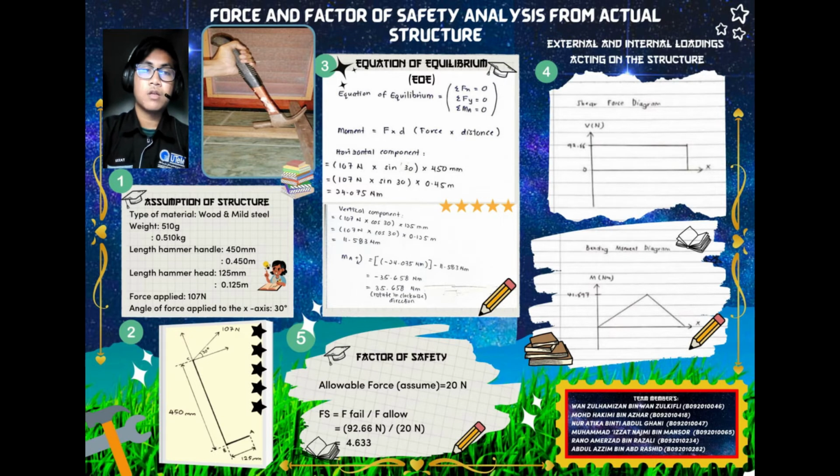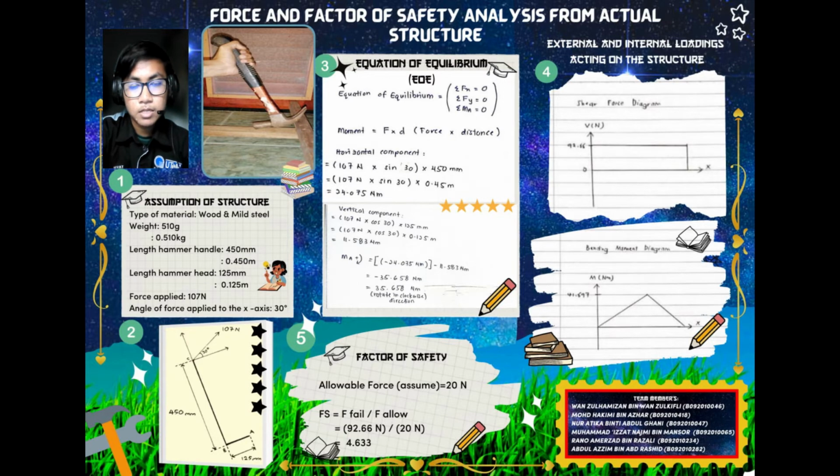So I will continue with the equation of equilibrium (EOE). Basically, we obtain the equation of equilibrium based on the FBD which was drawn earlier. So the equation of equilibrium is summation of Fx equals 0, summation of Fy equals 0, and summation of M at point A equals 0.